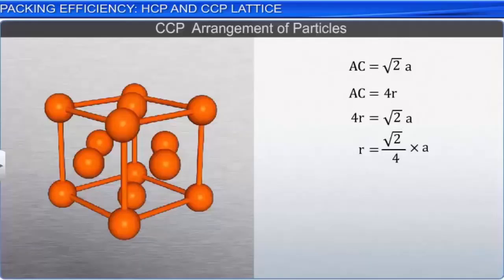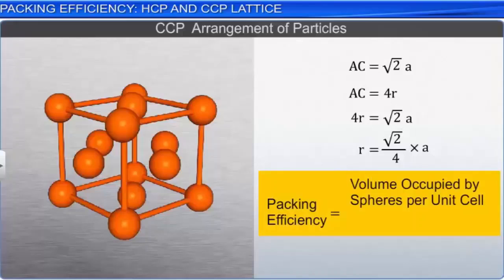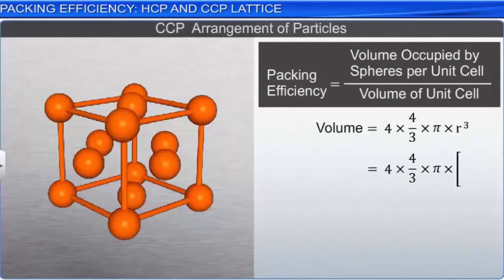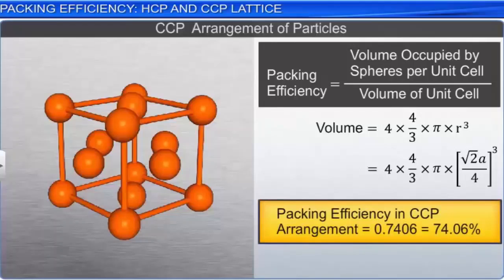Packing efficiency is the ratio of the volume occupied by the spheres per unit cell to the volume of a unit cell. The volume occupied by 4 spheres is given by 4 multiplied by 4 upon 3 multiplied by pi multiplied by R cube. This expression in terms of edge length A is 4 multiplied by 4 upon 3 multiplied by pi multiplied by root 2A upon 4 whole cube. Hence, the packing efficiency in CCP arrangement is 0.7406, which is equal to 74.06%.